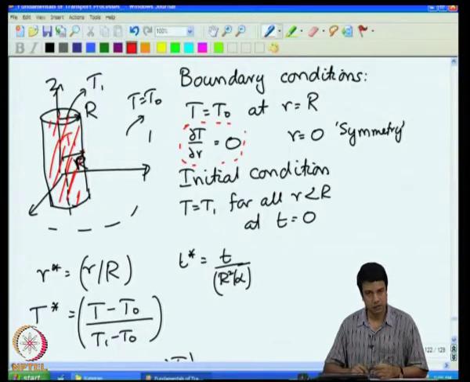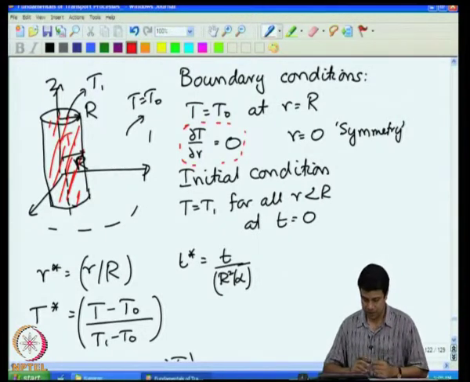Initially, T is equal to T1 everywhere within the cylinder. At time t equal to 0, the cylinder is dipped into the bath. Therefore, at time t equal to 0, the temperature on the surface of the cylinder is equal to T0. And as time progresses, the cylinder cools.